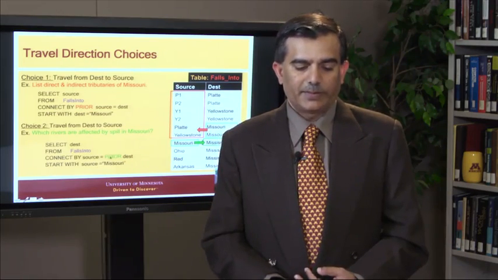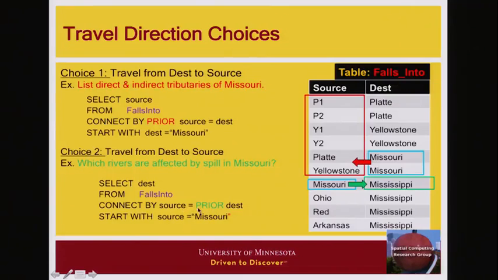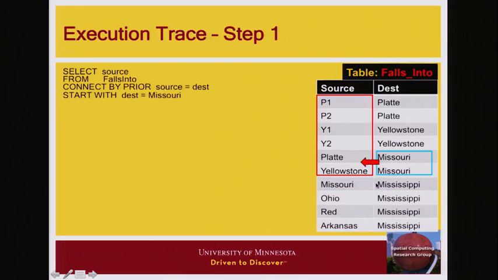And notice here the prior keyword has been moved past the equal sign. So here the direction is from source to destination. This is a typo, but this is the other direction as shown in the figure. All right. So next, let's look at the semantics.